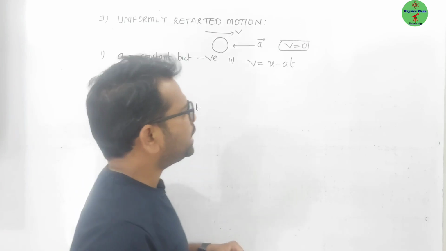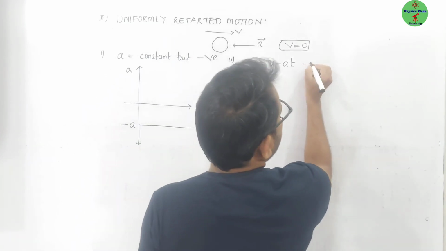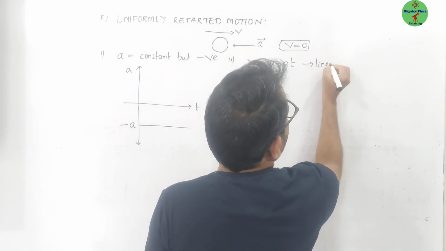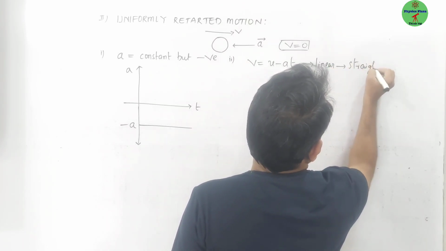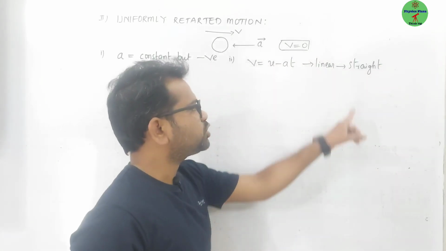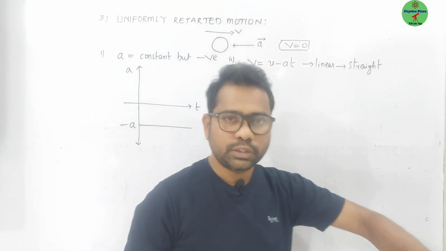And if you study here, you may get a doubt. It is a linear equation, no doubt, so we get a straight line. And here you may get a doubt: Sir, is that straight line passing through the origin or not?